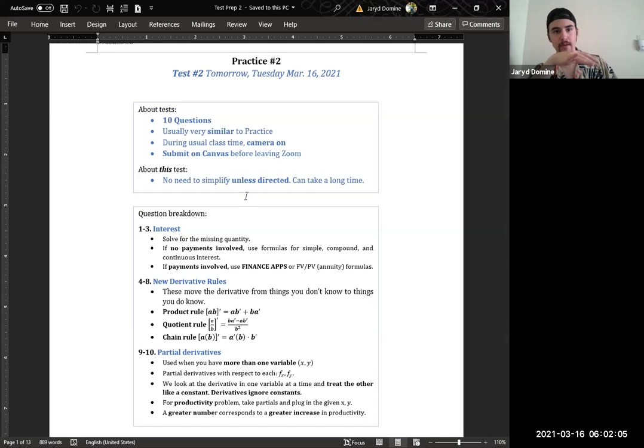Problems 1 through 3 are about interest, either involving payments or not involving payments. Problems 4 through 8 are about some new derivative rules that you have. And then problems 9 and 10 are about partial derivatives. So that's when you have more than one variable. Instead of just x, you have x and y. And what do you do in that case?